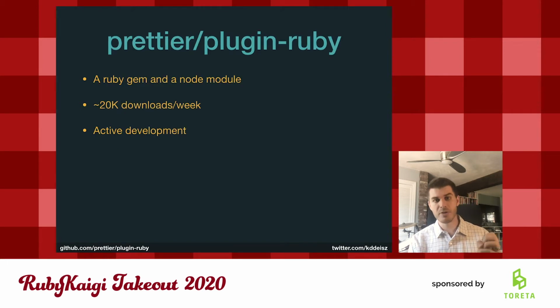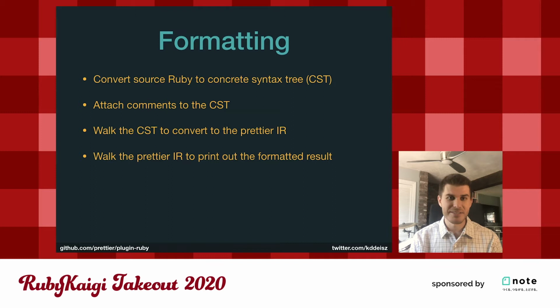Today, I'm here to talk to you about the Ruby plugin that I've been working on for about 2.5 years now, and it's both a Ruby gem, published to rubygems.org, and a node module, published to NPM. It's averaging about 20,000 downloads a week, and it's under constant development when I get weekends to work on it. So let's talk about the way that it works.